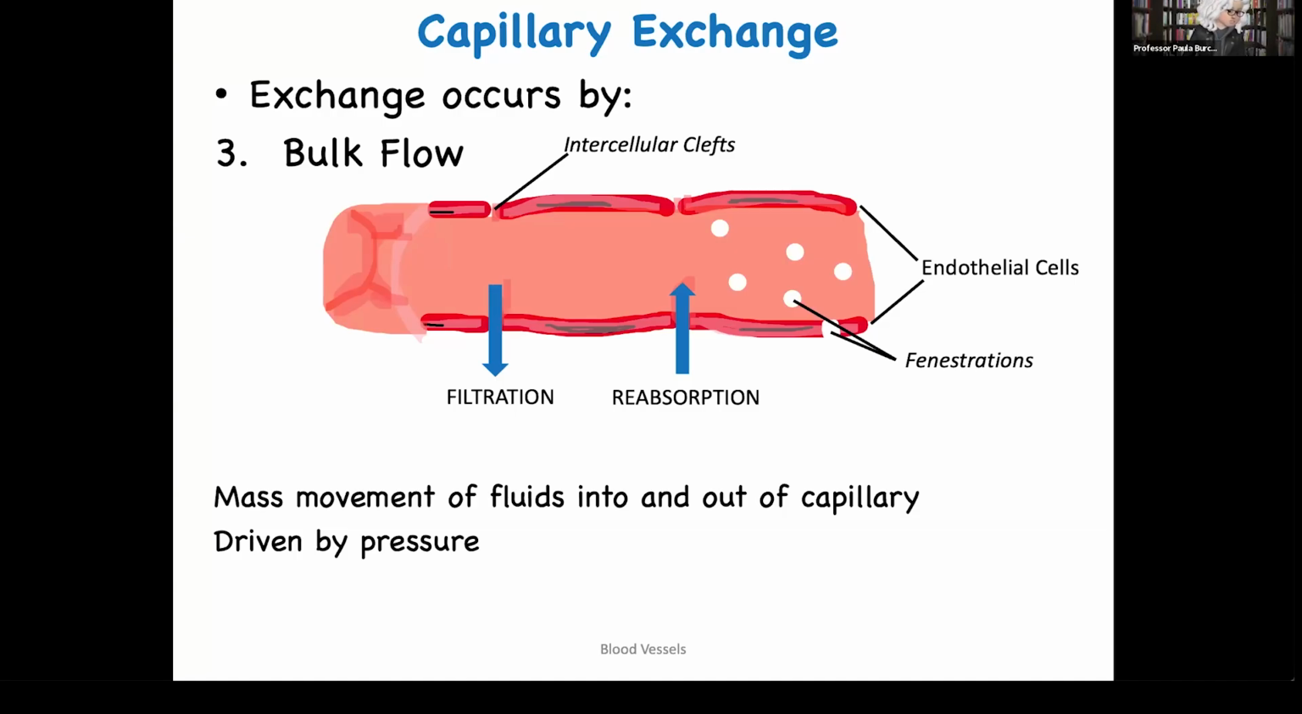Bulk flow occurs along pressure gradients, in other words, from an area of high pressure to an area of low pressure, and we're going to measure those pressures in millimeters of mercury, just like you measure blood pressure. Let's look at these pressures.